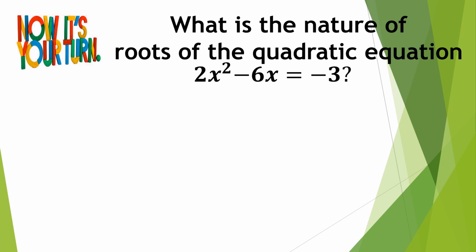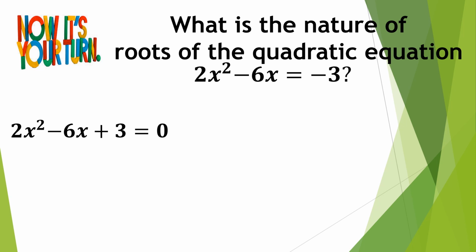Okay, take a look at this. This equation is not in standard form yet. So all you have to do in this case is to express this in standard form, ax squared plus bx plus c equals 0. Let's do it first. That's the first thing that you have to do, express that in the standard form.